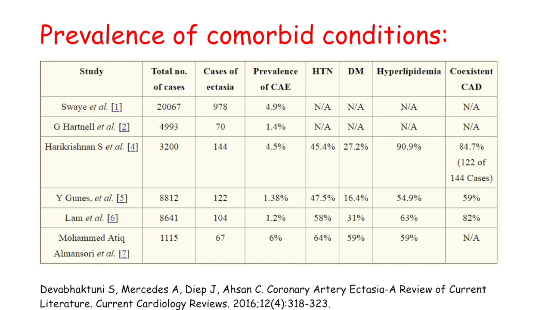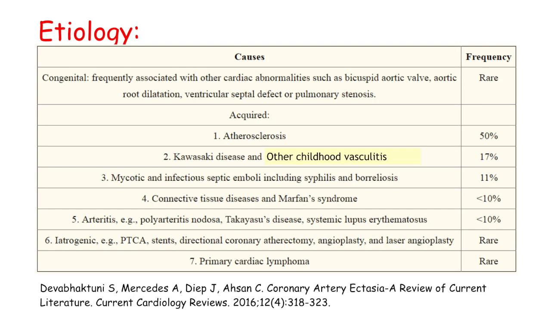Associated things: dyslipidemia up to 63%, hypertension is very common, between 45 to 64%. On the other hand, diabetes is not that much: 27%, 16%, 31%. The only study from Saudi Arabia reported a higher incidence of diabetes. But again, I'm not saying diabetes does not involve ectasia, but it is not a risk factor for that. Maybe the associated coronary heart disease that's caused by diabetes can lead to the coronary ectasia.